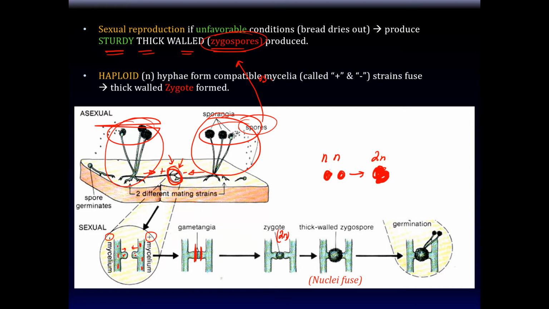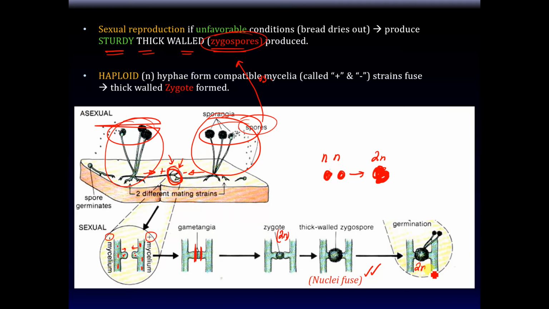It is the fusion of nuclei that is what's meant by sexual reproduction. Two cells can come together without nuclei fusing. That's just fusing of two cells. But two cells can come together with the fusion of the nuclei. That's called sexual reproduction. So what's happening here in the zygote is that the nuclei fuse. Now, when they fuse over here, this is 2N.